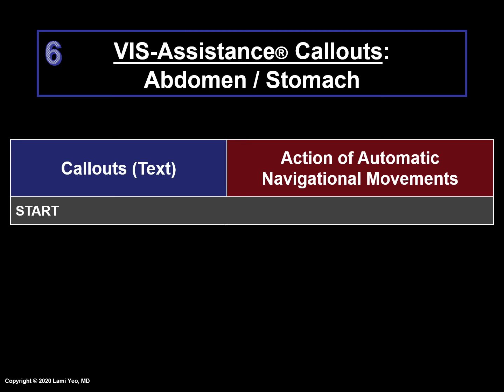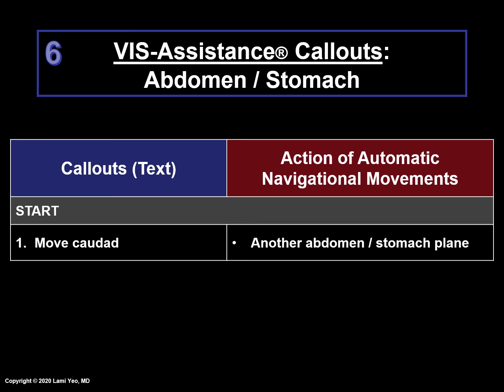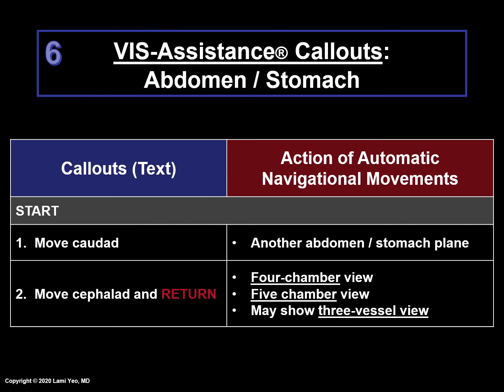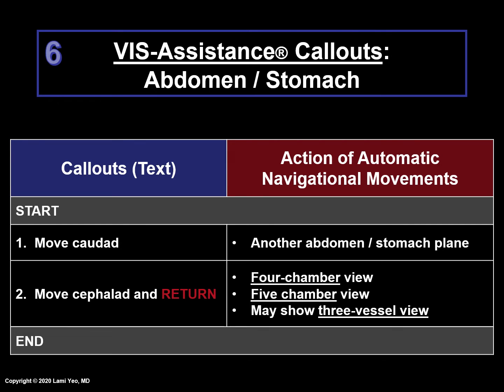There are only 2 call-outs for this VISA video clip. The first call-out states move caudad and shows another abdomen-stomach plane caudally. The second call-out states move cephalad and return. During this part of the VISA video clip, the 4-chamber and 5-chamber views are shown, and the 3-vessel view may also be shown. The VISA navigational movements will then automatically return back to the original diagnostic plane image.